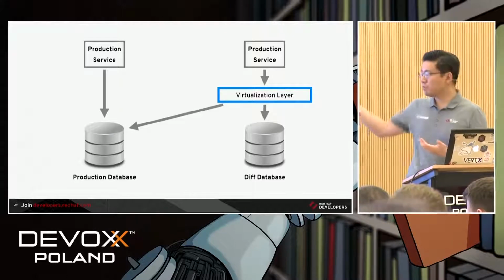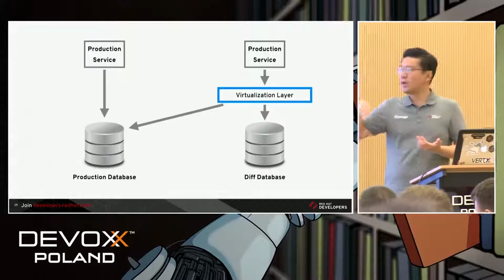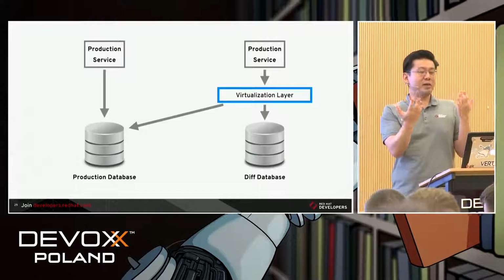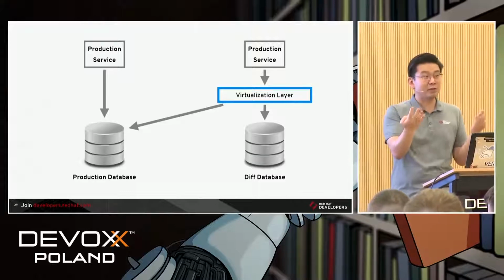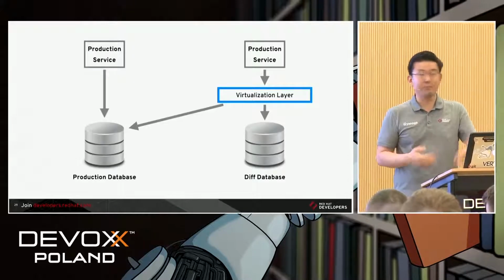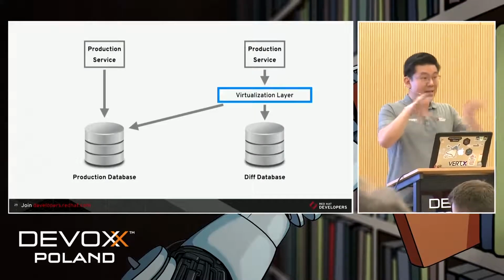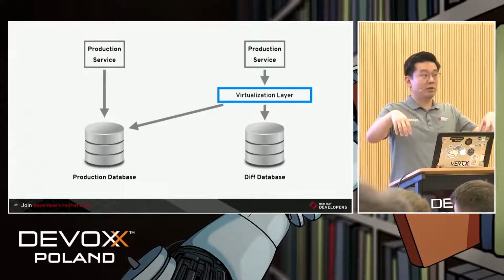So that's why virtualization helps a lot. You can go to the diff database and really compare just the records that are really different from the production database. So that's a very useful way of trying to compare the data that is running behind each one of your services.